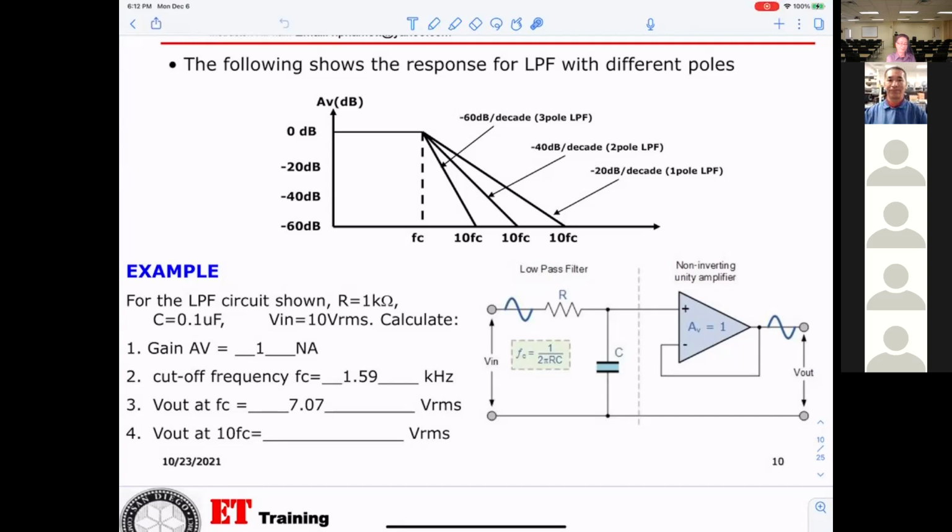Okay, up to number 3. Any question? Okay, if not, number 4. They want the output at 10 times the cutoff frequency. Who calculated it, tell me what you get. Number 4.